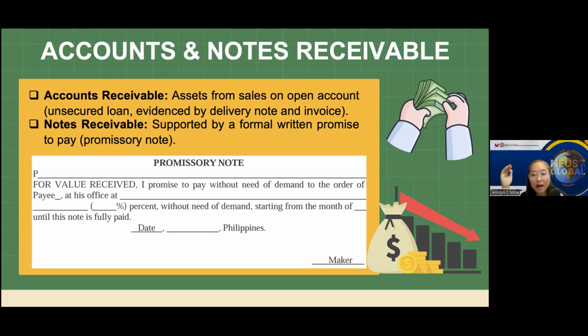So what do you mean? Accounts receivables, credit sales without a formal promise to pay. Notes receivables, credit sales, but there is a written promise to pay. Businesses must manage those receivables properly to ensure they get paid on time.